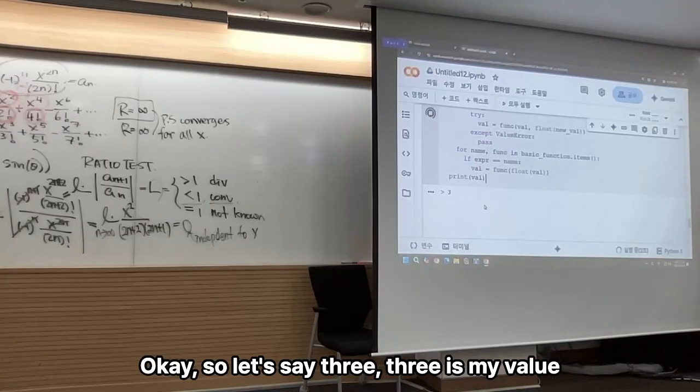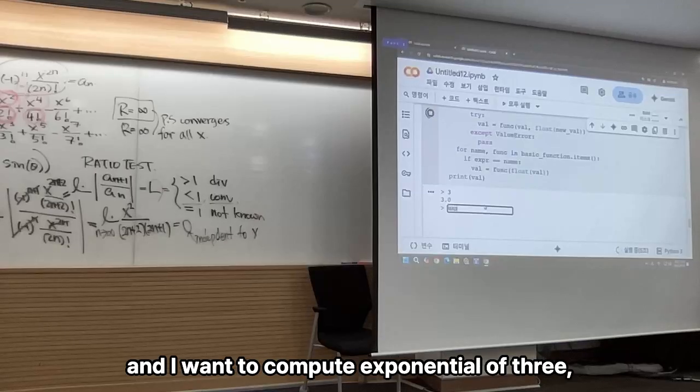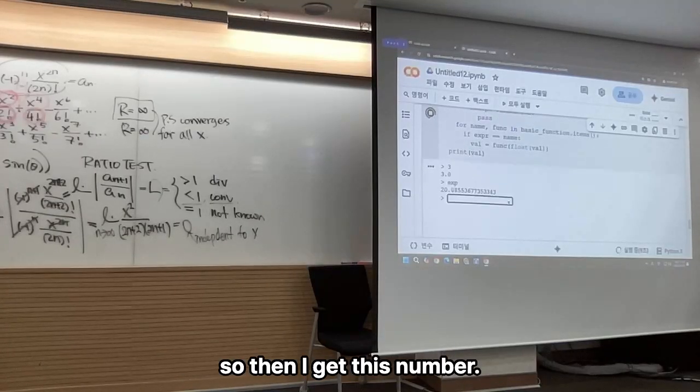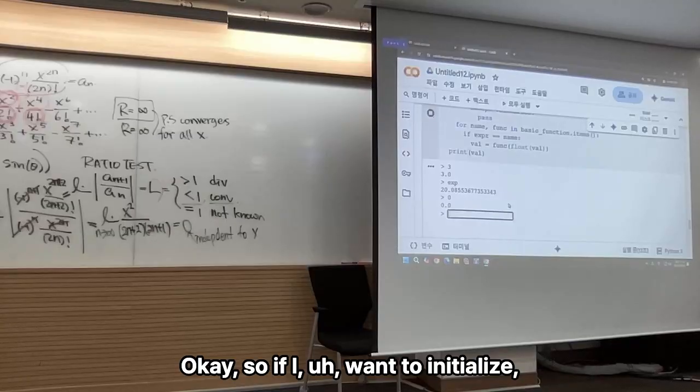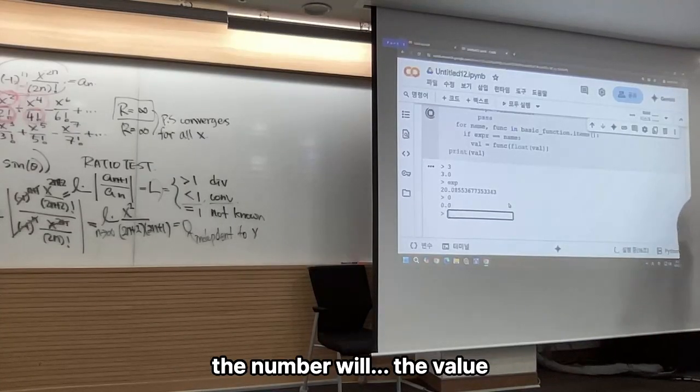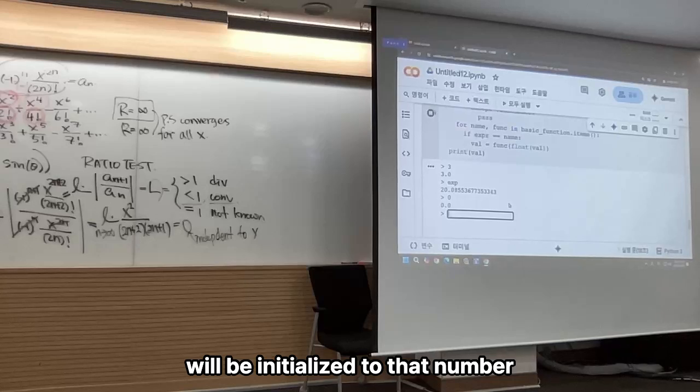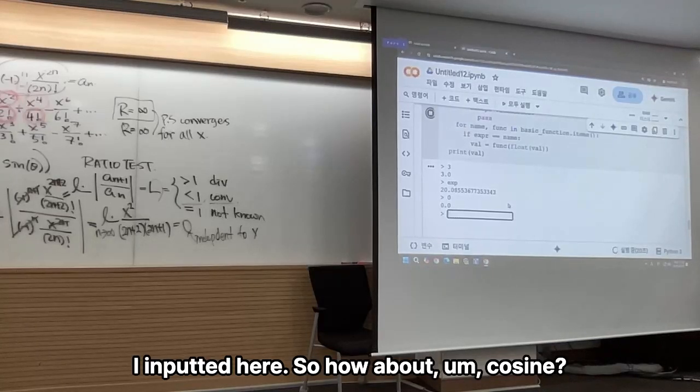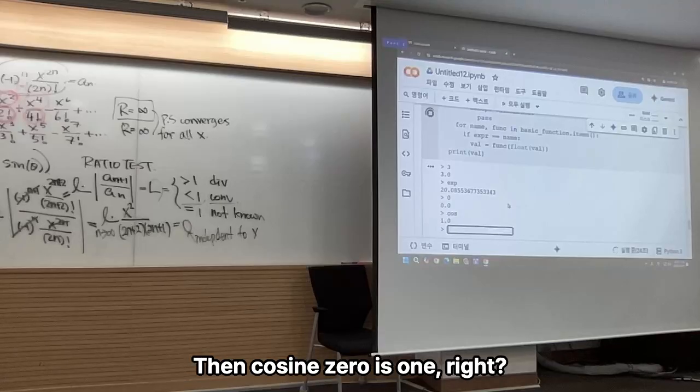Okay, so let's say 3. 3 is my value, and I want to compute the exponential of 3, so then I get this number. Okay, so if I want to initialize, I just put the number in, then the value will be initialized to that number that I inputted here. So how about cosine? Then cosine 0 is 1, right?